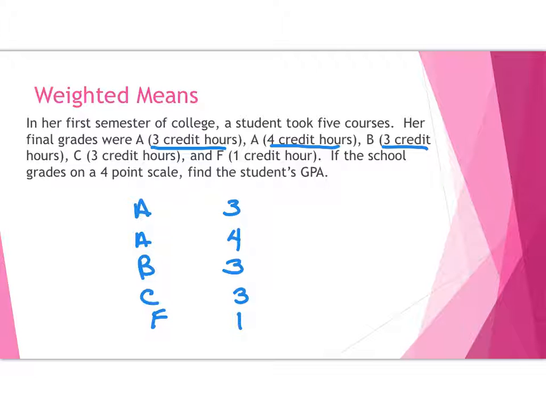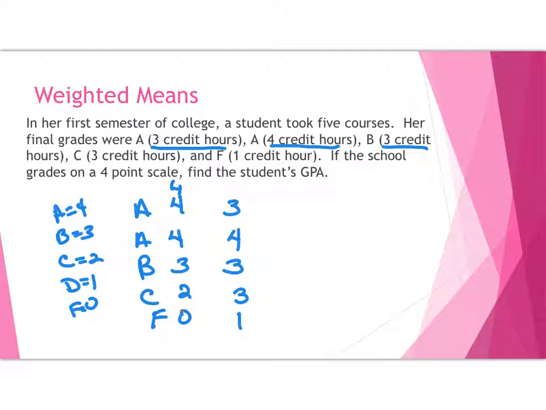The part that you need to know, because you can't type A's into L1 and expect to get any answers. On a 4-point scale, A's equal 4, B's are worth 3, C's are worth 2, D's are worth 1, and F's are worth 0. So instead of typing in A, I'm going to type 4 into L1 twice. B is worth 3, C is worth 2, F is worth 0.